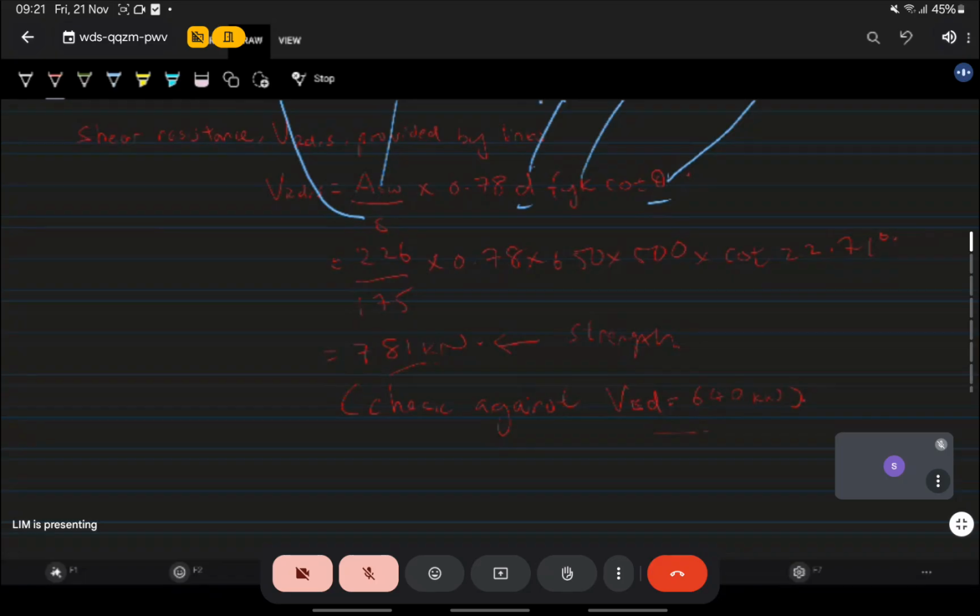Does it work or not, what I provided? Yes or no? This 640 is what we have to carry. 781 is actually what we have, the strength. So this is what you need to carry.